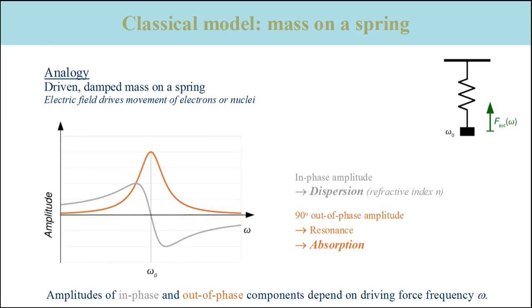We will continue discussing these two curves for a moment. It turns out that the curve for the in-phase movement, the gray curve, describes a phenomenon called dispersion, which is the frequency dependence of the refractive index. We will not discuss it further, but instead focus on the curve of the 90 degrees out of phase component.